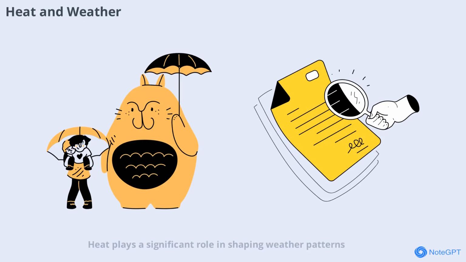Heat plays a significant role in shaping weather patterns. The sun heats the earth unevenly, causing air to move and create wind, clouds, and precipitation. Understanding how heat influences weather helps us predict changes and prepare for different conditions, making it an essential part of environmental science.